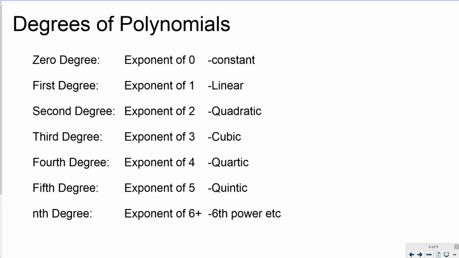Different degrees of polynomials. If you have a 0-degree polynomial, you have a constant, something like 2. First degree, linear, would be 2x. Second degree, exponent of 2, quadratic, would be 2x to the second power. Cubic would be 2x to the third power. Quartic, fourth degree, would be 2x to the fourth. And fifth degree, exponent of 5, would be quintic. Example, 2x to the fifth power. And then you could do 2x to the sixth, 2x to the seventh, and we would refer to these as sixth power, seventh power, and then eighth, ninth, and so on and so forth.